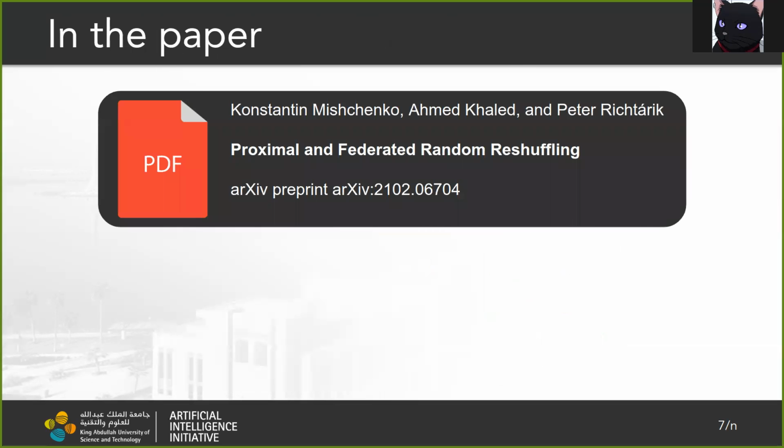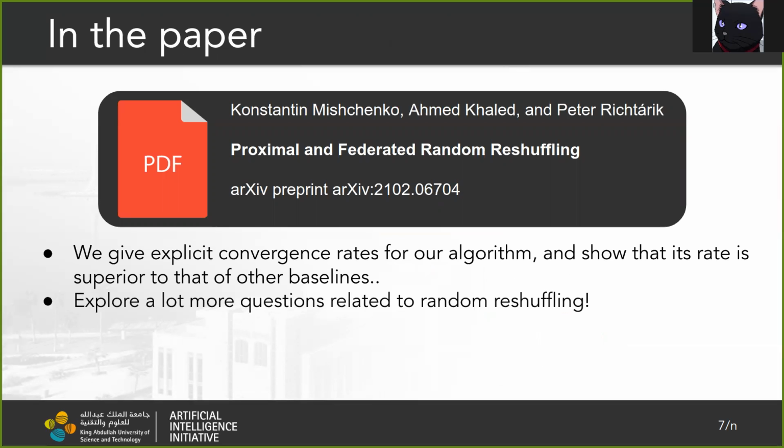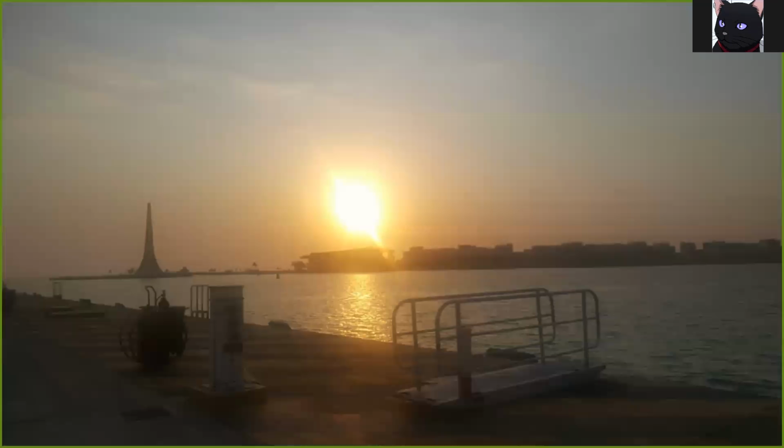Now, in the paper, which is Proximal and Federated Random Reshuffling by Konstantin, myself, and Peter, we give explicit convergence rates for our algorithm and show that its rate is superior to that of other baselines. And also, we study a lot more questions that are related to the general random reshuffling algorithm, which we instantiate here. So I hope that I got you excited to read the paper.